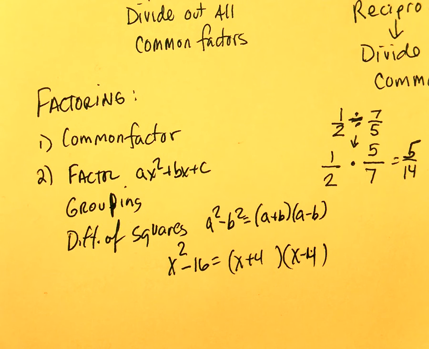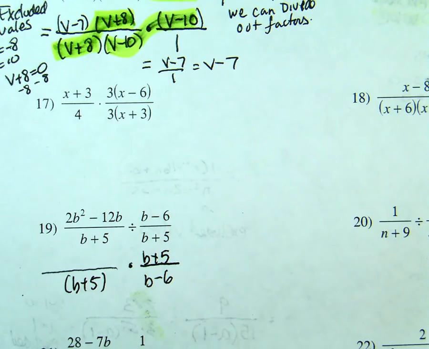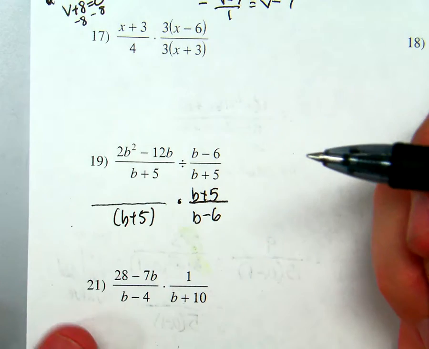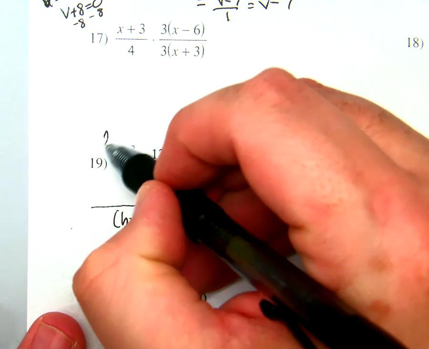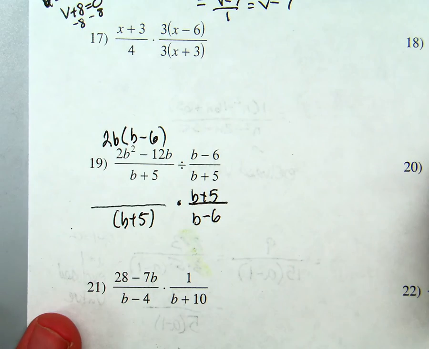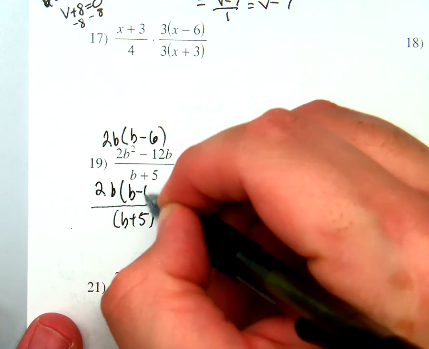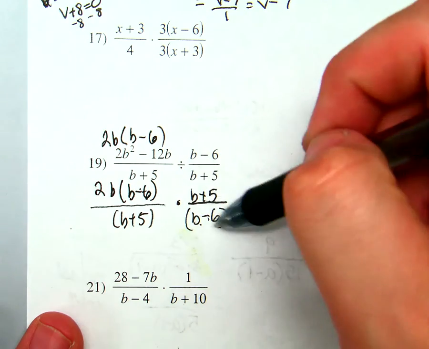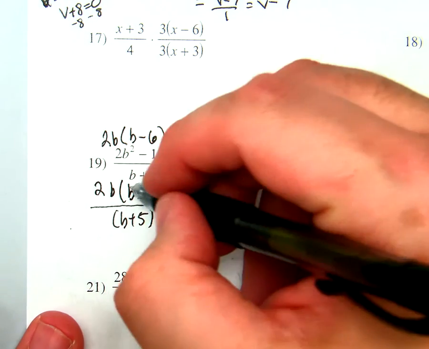For number 19, up on top here, you can do b, and then it'd be b minus 6. When you flip the other one, you have a b minus 6 here and here, so yeah, you can divide those out. And then you get the b plus 5s you can divide out. So what's left is 2b. That divides into that, that divides into that. You're left with 2b. So that's it.